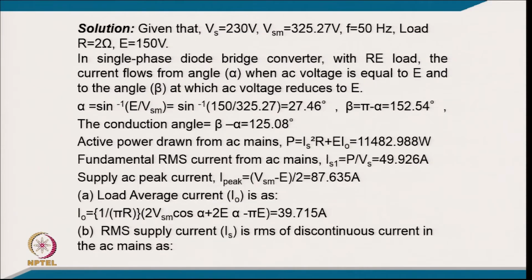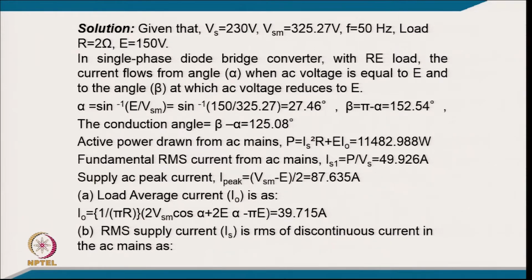So, coming to the numerical part of it, given that Vs equals 230 volt, and Vsm, the peak of the supply voltage, is root 2 into 230, that is 325.27 volt, frequency f equal to 50 hertz, load R equal to 2 ohm and E equal to 150 volt.